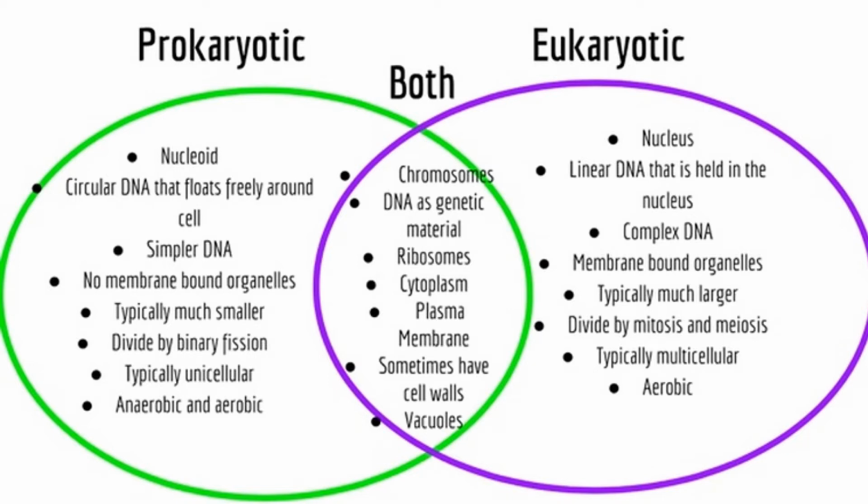While on the other hand, eukaryotic cells contain a nucleus, they have linear DNA that is held in the nucleus. Complex DNA is also present. Membrane-bound organelles are there in eukaryotic cells, typically much larger, divided by mitosis or meiosis, typically multicellular and aerobic. Qualities shared by prokaryotic and eukaryotic cells include chromosomes, DNA as a genetic material, ribosomes, cytoplasm, plasma membrane. Sometimes they both have cell walls and vacuoles.